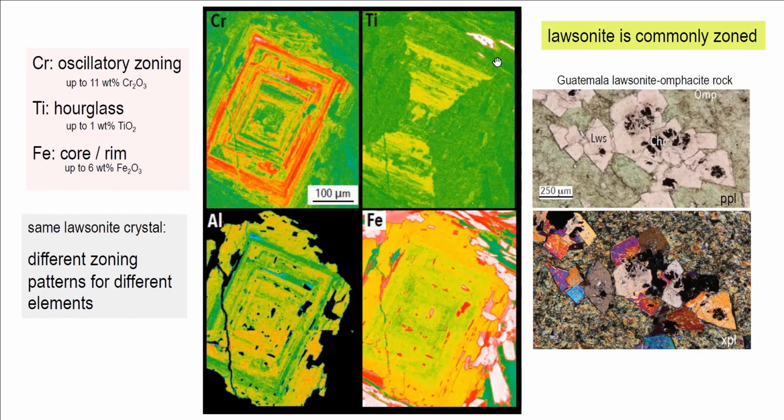You can see that titanium, in contrast, is crystallographically controlled in its zoning and has commonly this hourglass zoning, although it can also display other types of zoning. Because of the crystallographic control and the titanium zoning, you really need to know the crystallographic orientation of your crystal and how your thin section intersects that to really interpret the zoning.